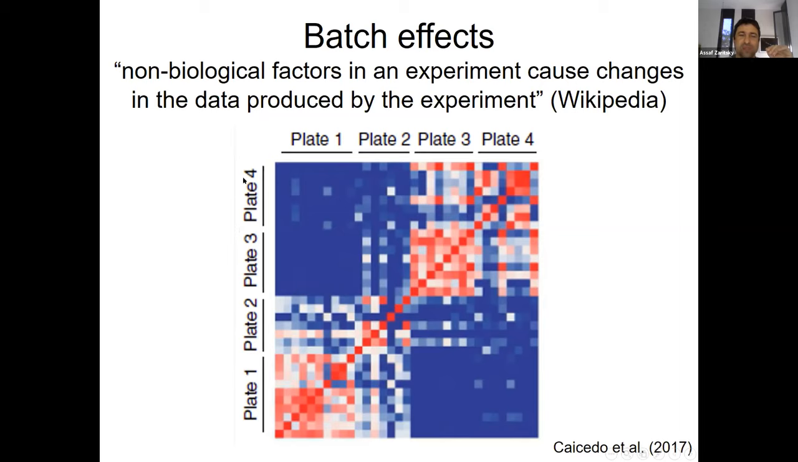I think this is a mistake. It should be plate one and plate two. Anyway, this is an extreme example of batch effects. Batch effects are something that happens in the same day of imaging or in the setting of the experiment. If you do something a little bit different than you did in the previous days, it could have an effect. So it's a non-biological specific factor.